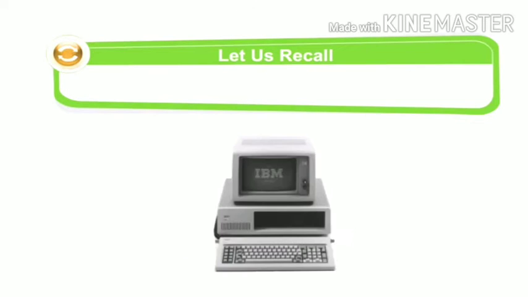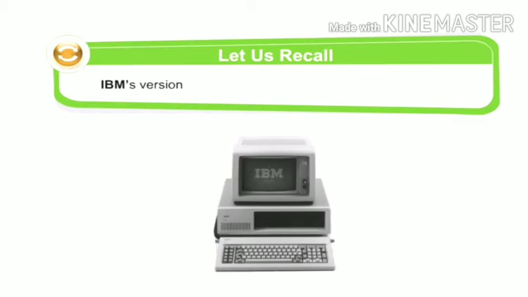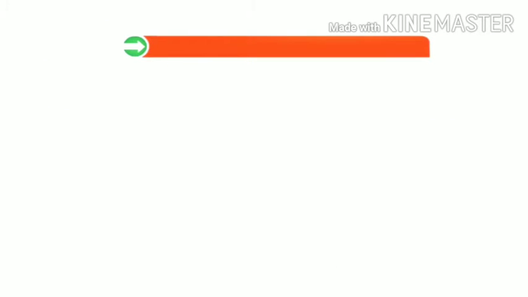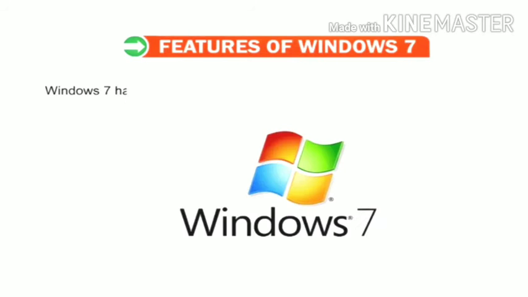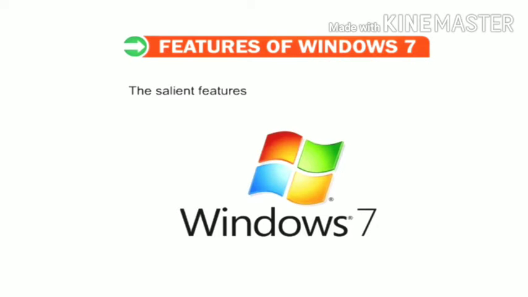Let us quickly recall that MS-DOS was the most popular operating system chosen for IBM PC. IBM's version of DOS was called IBM DOS or PC DOS. Let's first discuss the main features of Windows 7. Windows 7 has become very popular because of its user-friendly environment. The salient features of Windows 7 are as follows.